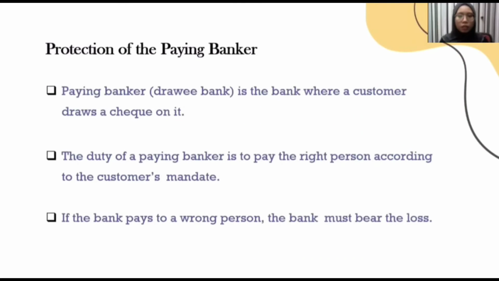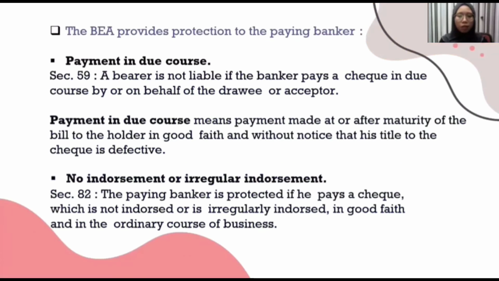Protection of the paying banker. Paying banker or drawee bank is the bank where a customer draws a check on it. The duty of a paying banker is to pay the right person according to the customer's mandate. If the bank pays to a wrong person, the bank must bear the loss. The BEA provides protection to the paying banker if payment is made in due course. In Section 59, a bearer is not liable if the banker pays a check in due course by or on behalf of the drawee or acceptor.